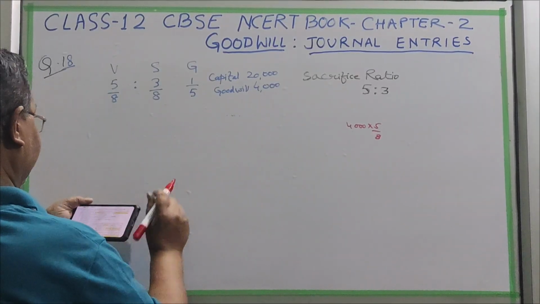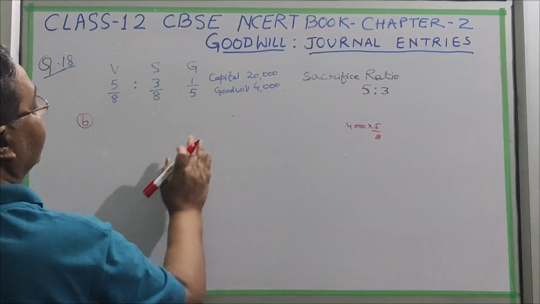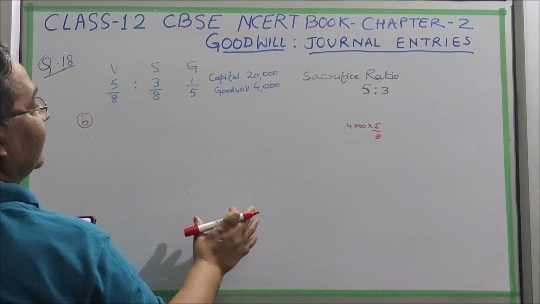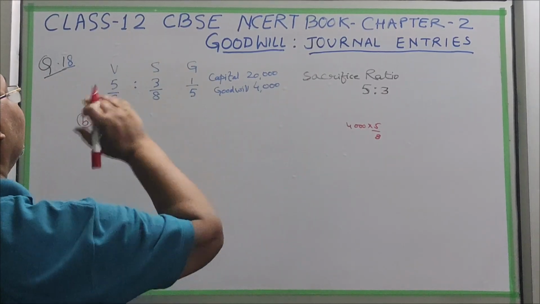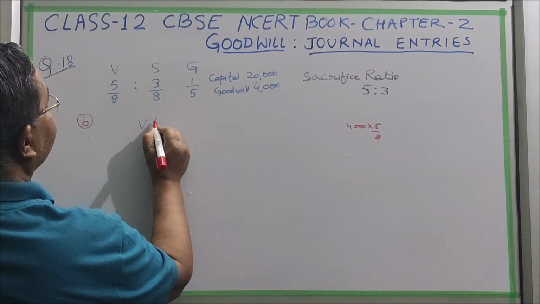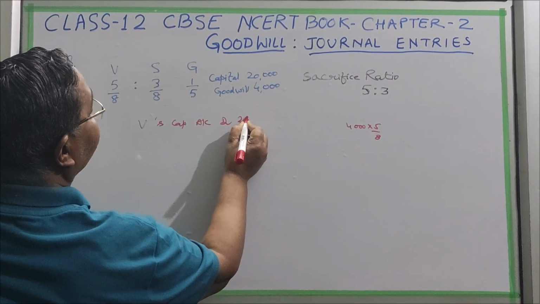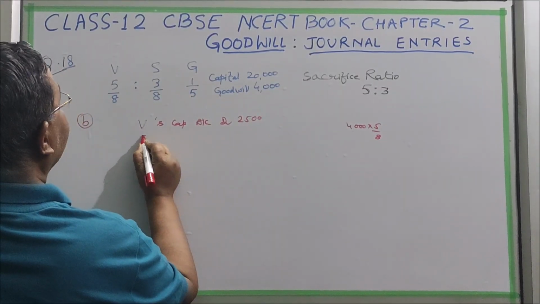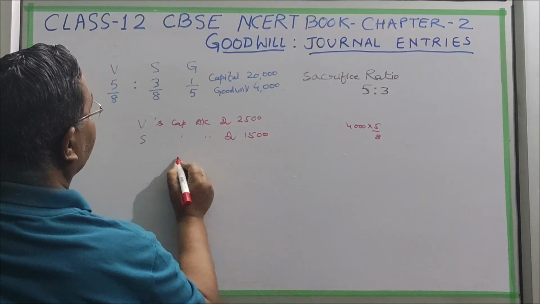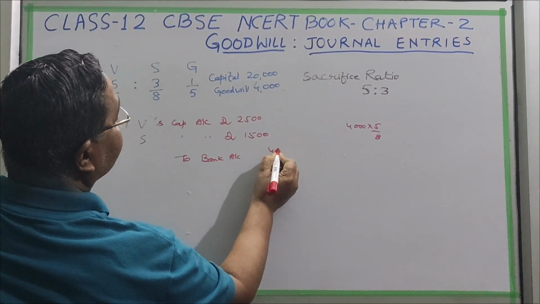B part. When the amount of goodwill is fully withdrawn. In the previous one, the goodwill has been credited to the partners' capital accounts. Now they want to withdraw it. So how will they withdraw? V's capital account debit 2,500, the full amount they are withdrawing, and S's capital account debit 1,500 to bank account 4,000. So the full amount is withdrawn.